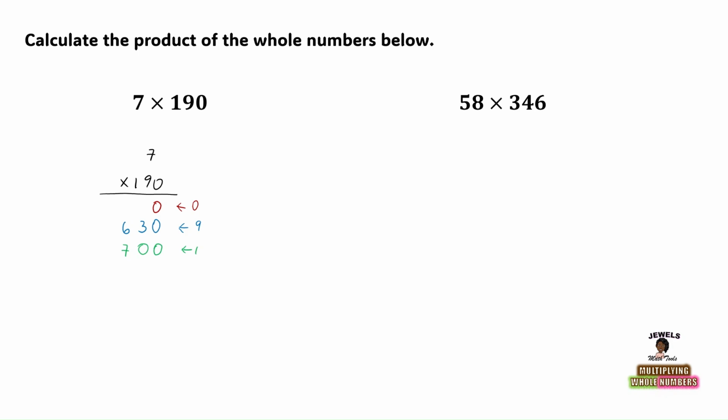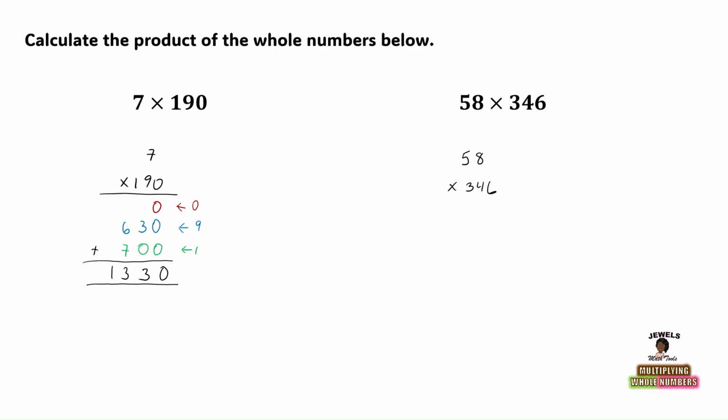And after we have completed multiplication by all of our digits, we are now going to sum our answers together. So we have 0 plus zeros will equal 0, 3 plus 0 will equal 3, and 6 plus 7 will equal 13. So our solution for multiplying our 7 times 190 is 1330.